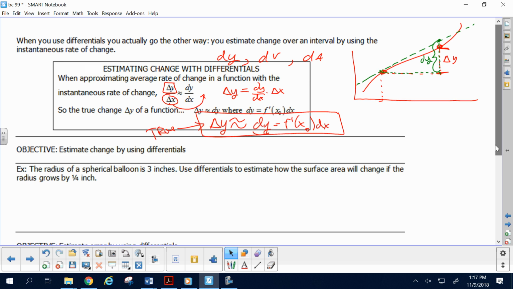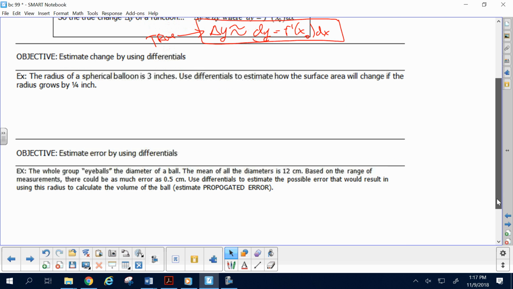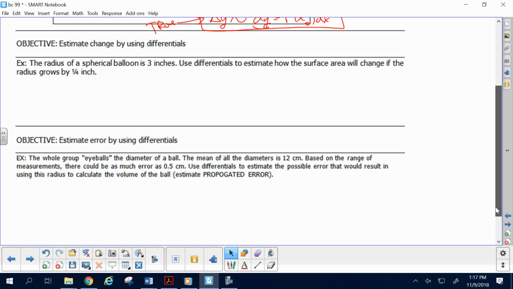Now, here is an example of both the type of problems you see and the work I demand. So it goes a little something like this. The radius of a spherical balloon is 3 inches. Use differentials to estimate how much the surface area will change if the radius grows by 1/4 inch. Now, I think you all know that we could find the true change by just saying, what's the surface area at 3, and what's the surface area at 3 1/4, and take the difference. That's the true change in surface area, right? We're going to estimate using differentials.